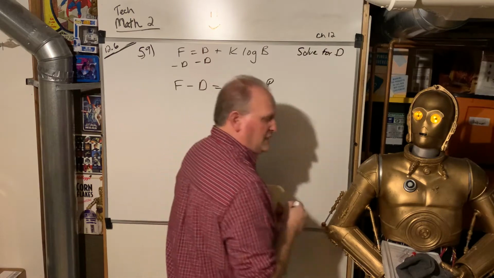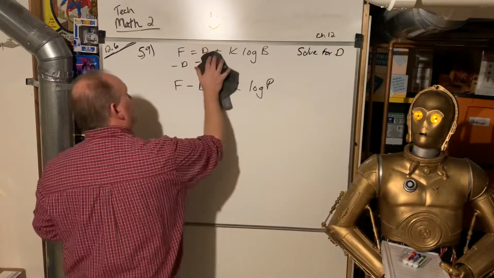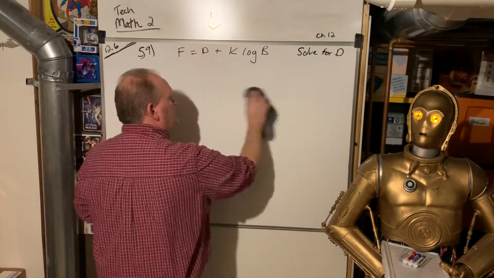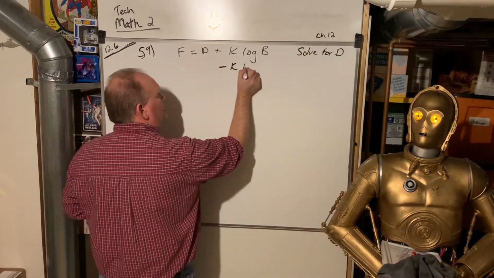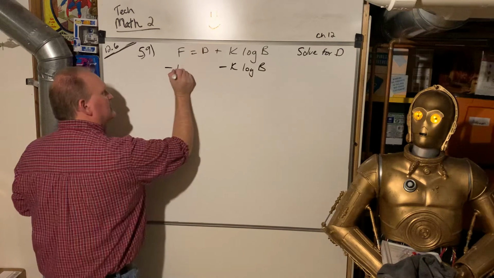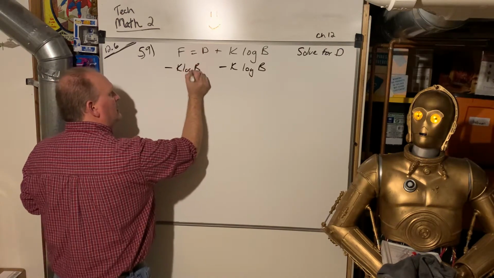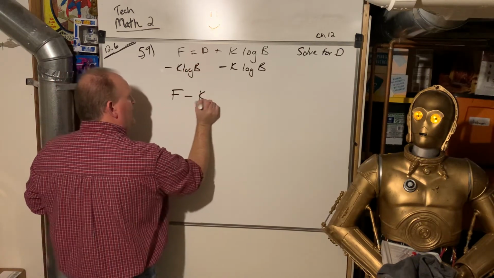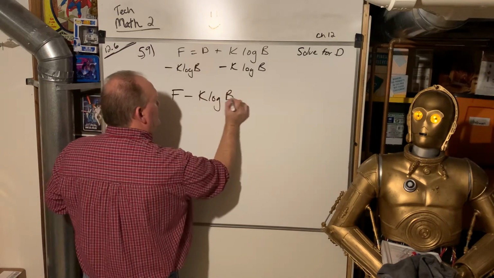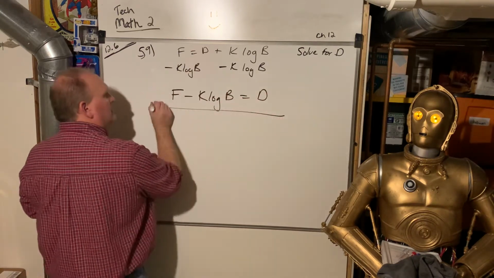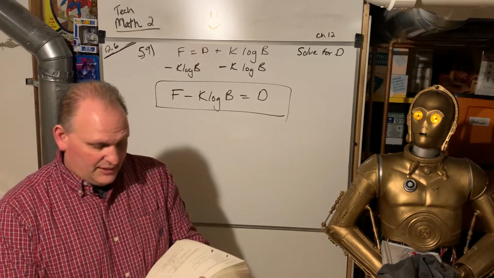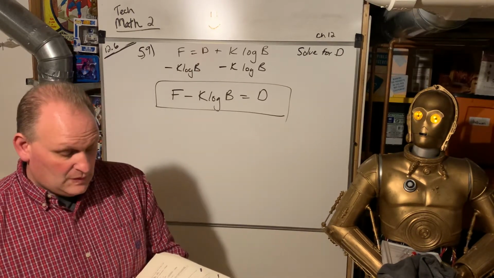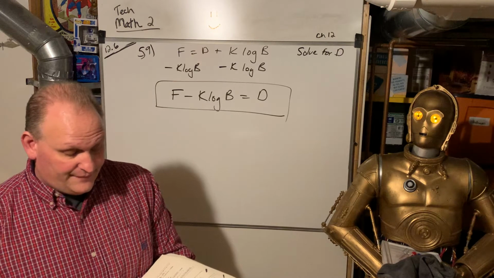Well, let's scrap what I started to do. I was going for K again. Much easier. This one's super easy. One step and done. Minus K log B, minus K log B. And we're done. So F minus K log B is equal to D. And done. So one step and done. All right.